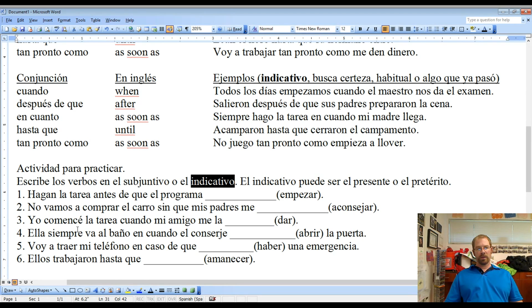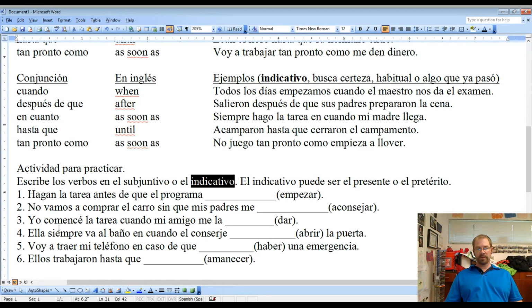Number three says, yo comencé la tarea cuando mi amigo me la, and then dar. So I started the homework when my friend gave it to me. Okay, I thought I had a typo. Number four, ella siempre va al baño en cuando el conserje abrir la puerta. So she always goes to the bathroom when the janitor opens the door.